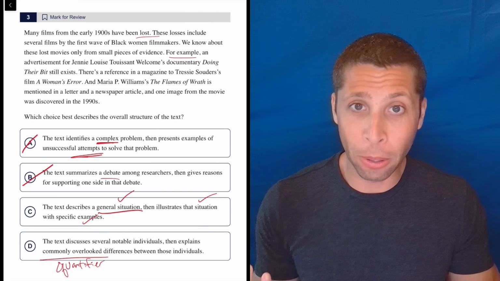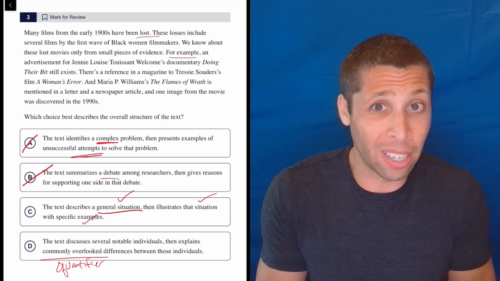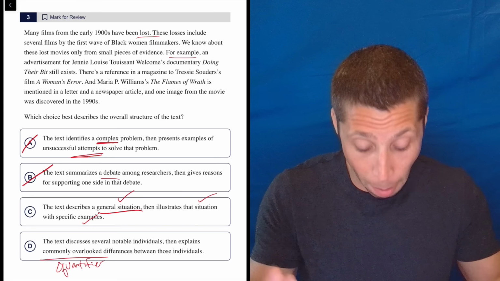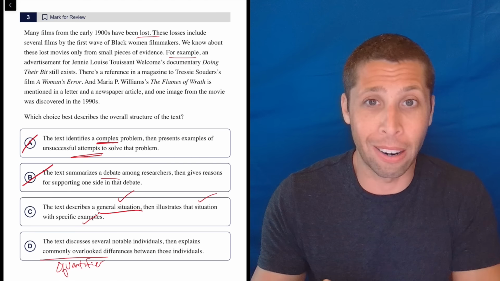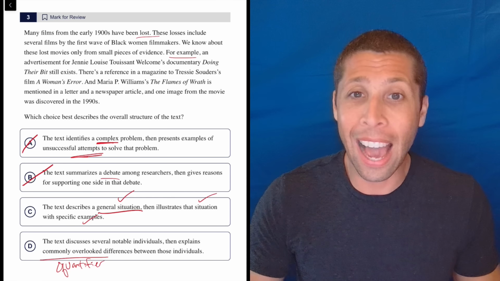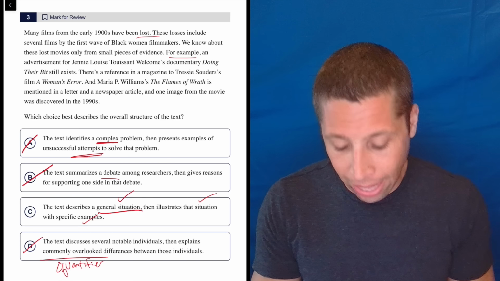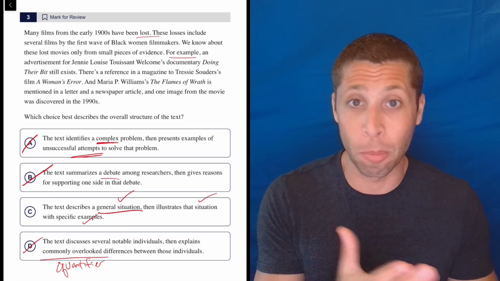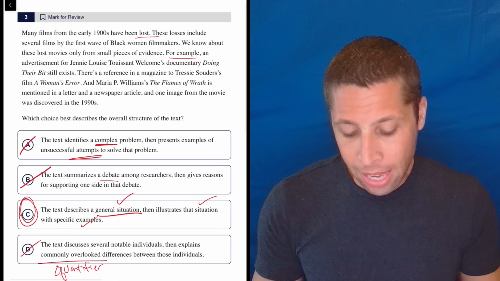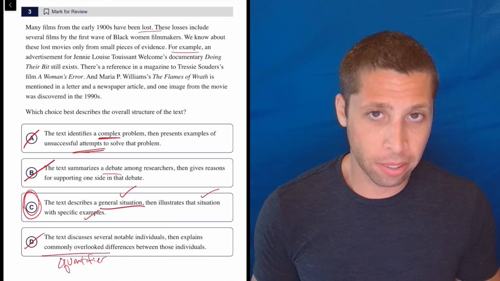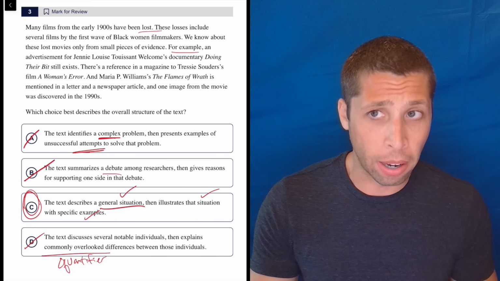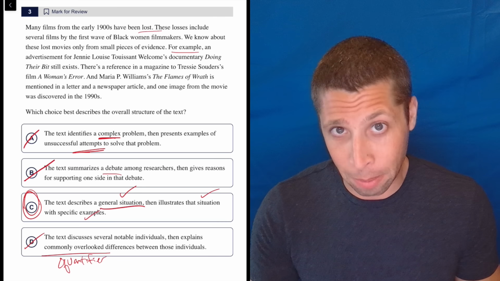Are lots of people overlooking these individuals? I've never heard of any of these people before, so I doubt it's a commonly overlooked difference. I don't know any differences. I don't know anything. I don't know anyone who knows these people. So yeah, this is just kind of a random choice. And it definitely has words that do not get supported by the passage. So yeah, this might be a case where you're ultimately coming to choice C because you've proven everything wrong, but you're maybe reluctantly picking C.